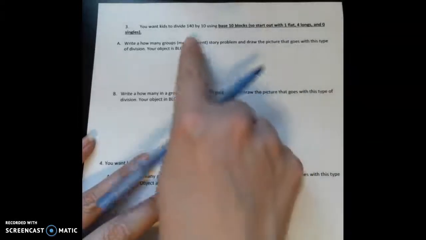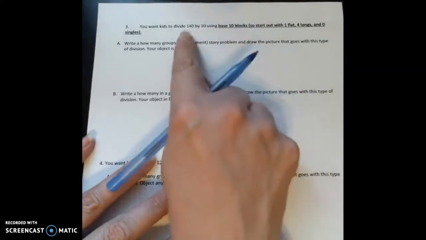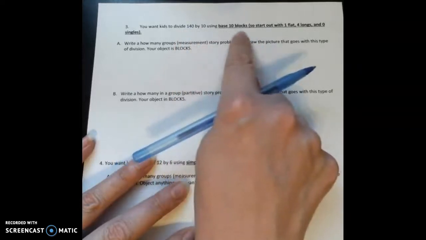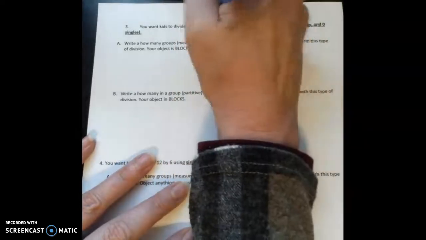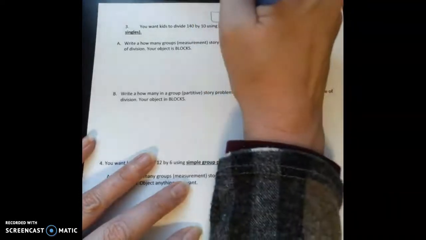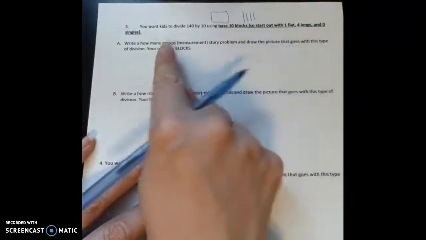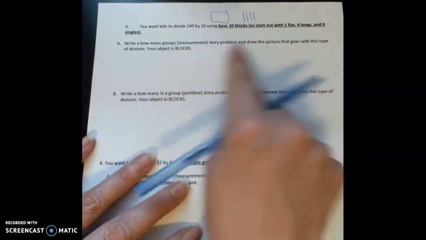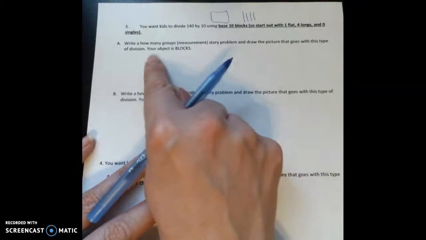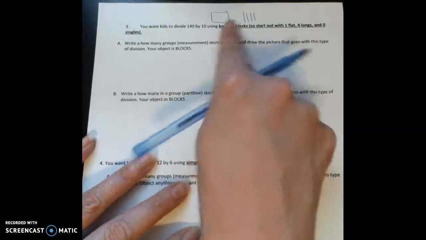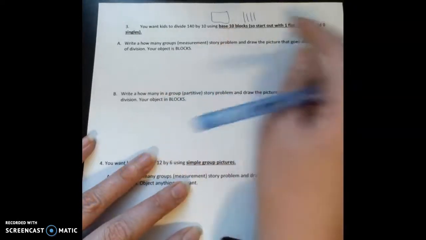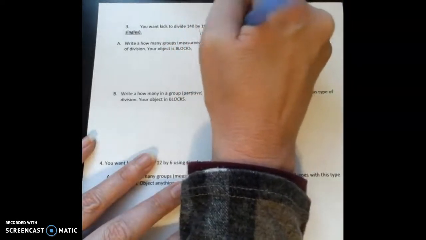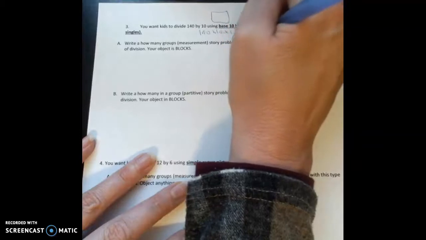Okay, so let's look at these first two here, and we have 140 divided by 10 using base 10 blocks. We're going to start out with one flat, and then we have 4 longs and 0 singles. Write a how many groups measurement story problem and draw the picture that goes with this type of division. Your objects have to be blocks, so we want it to be in base 10 blocks. So this would be 140 blocks divided by 10 blocks.